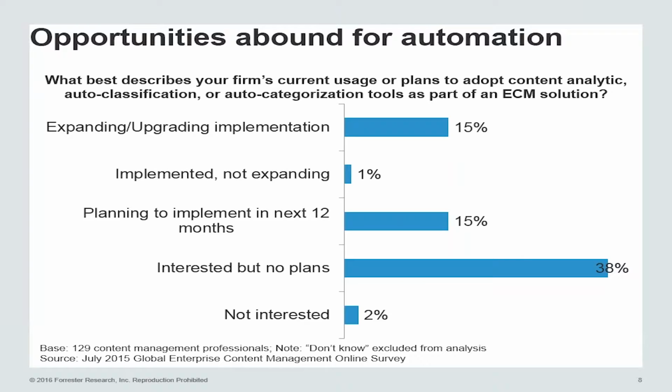38% have interest, but no deliberate plan to actually do anything right now. A further 15% plan to do something in the next year, but we do see also that 16% have some kind of implementation already in place. Only 2% of organizations have no interest in some form of analytics for automation purposes. Next slide.